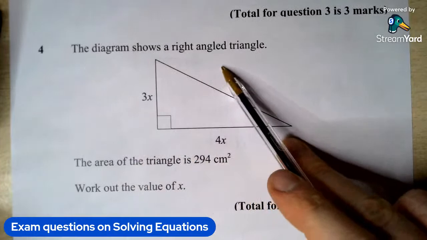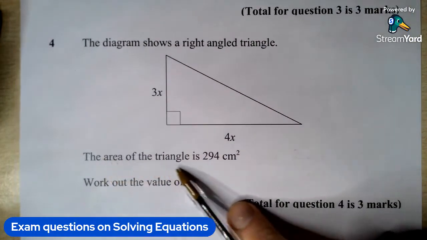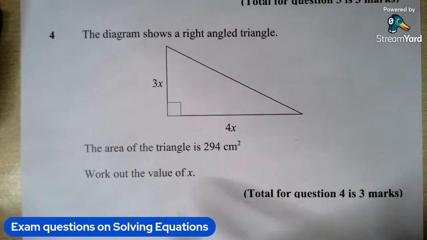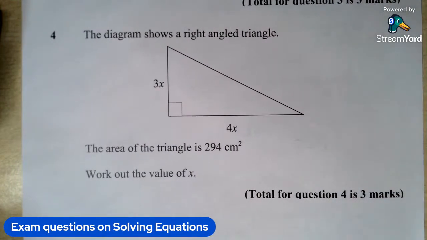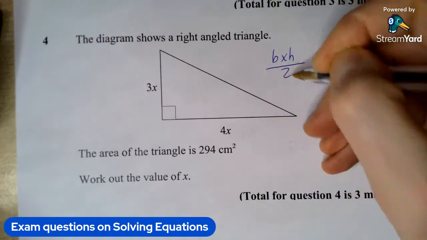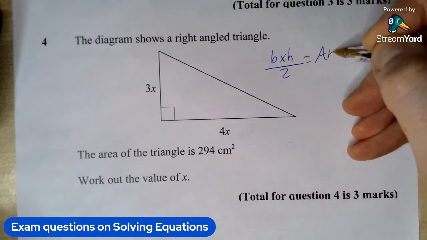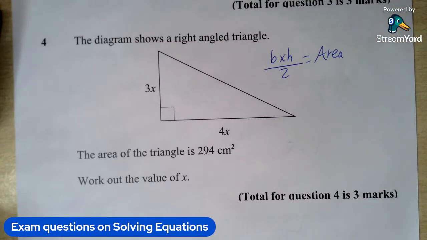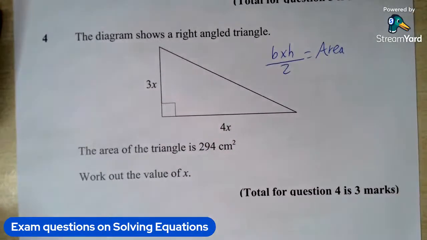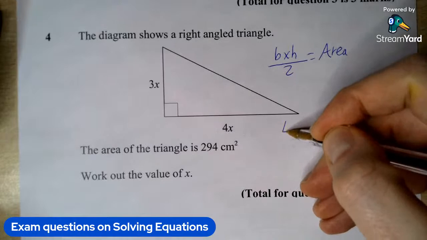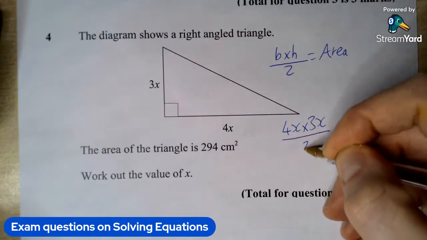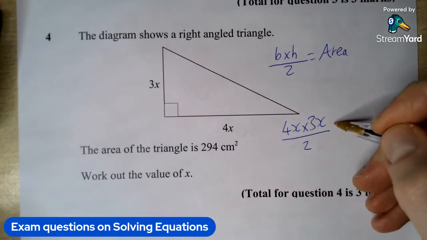So the diagram shows a right angled triangle. The area of the triangle is 294 centimeters squared. Work out the value of x. So this is on to area of a triangle. You are just going to do base multiplied by the height, and you're going to half it, and that gets you the area of a triangle. This time you're not given just straight up numbers, you are given letters as well. So you are going to do 4x multiplied by 3x, divide that by 2, and it's told the area is 294.